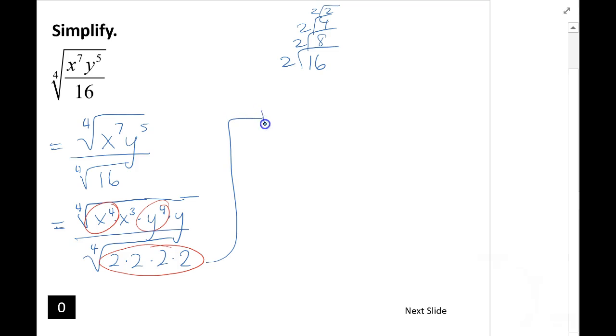Okay, so let's rewrite this here. On the top, 1 x comes out, and 1 y comes out, but then I still have variables remaining in the radical. So now I have x to the 3rd and y left over on the inside. And then remember, again, keep what's in the denominator in the denominator. And here I have a group of 4 2's, and nothing left, so it's just over 2.